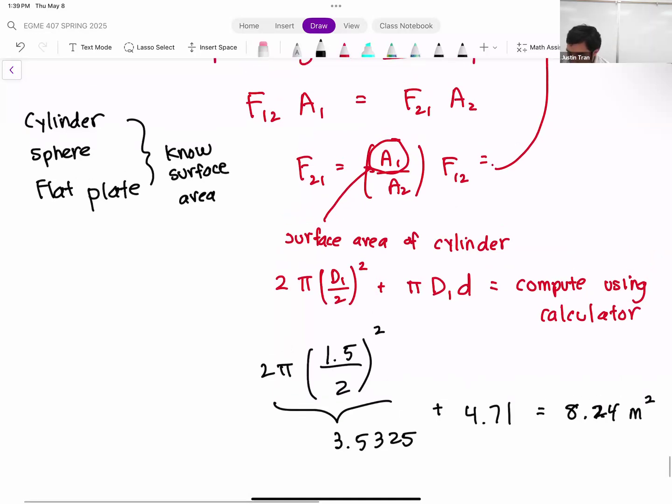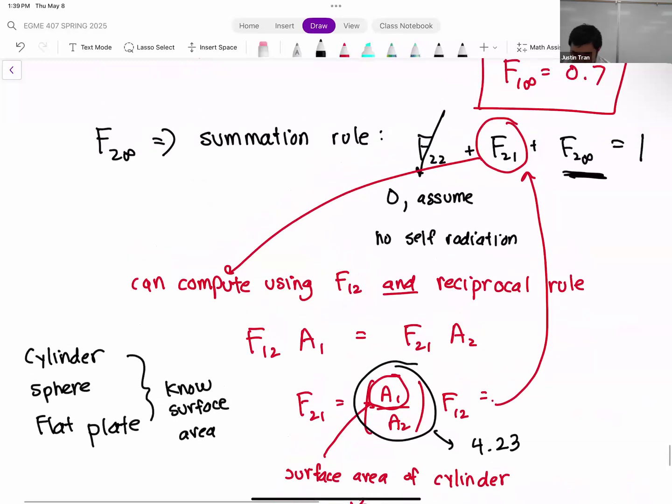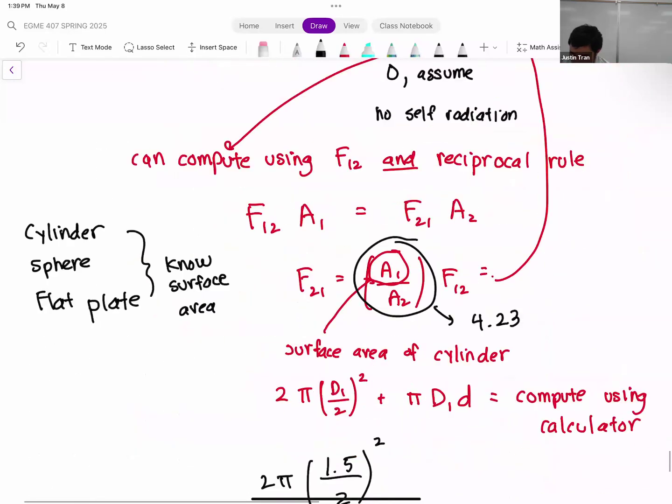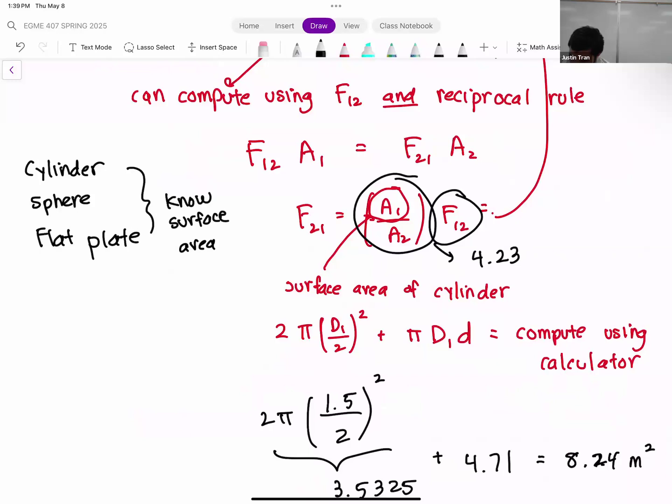Okay, and then we're going to divide that by the area 2. So we're going to divide this by 1.95. And so this quantity right here is about 4.23. Okay, and so we multiply that by F12. So F12 was what? 0.3, I believe. So F12 here is 0.3. So that means F21 is something greater than 1.